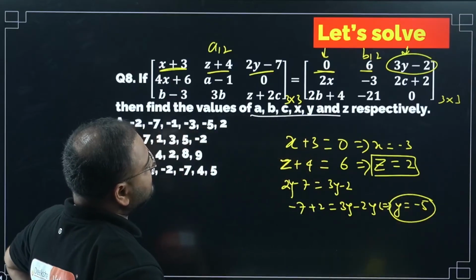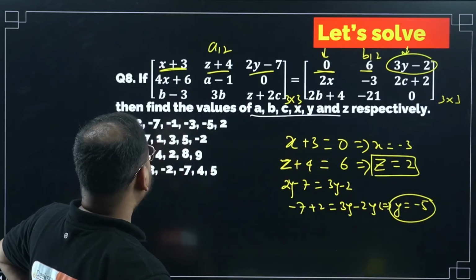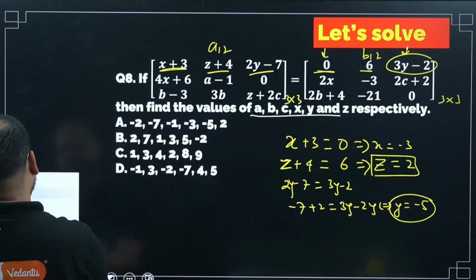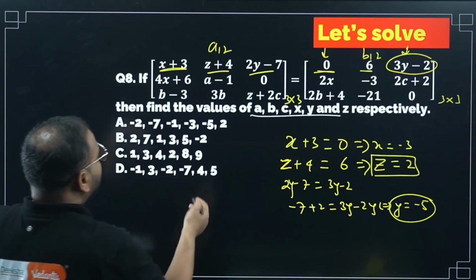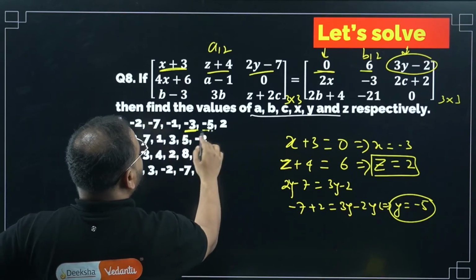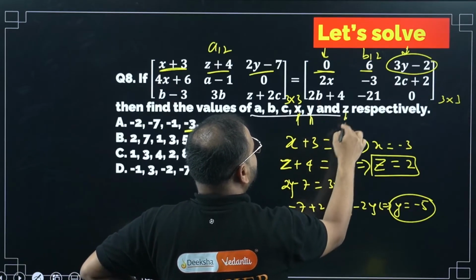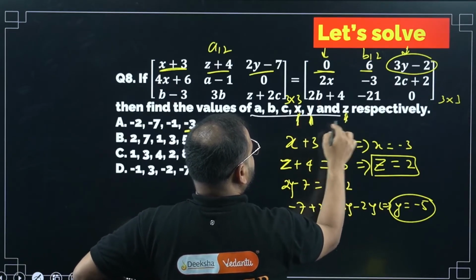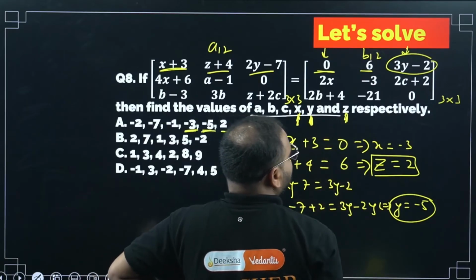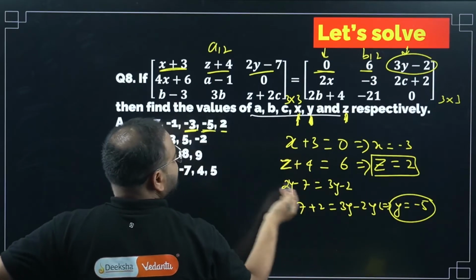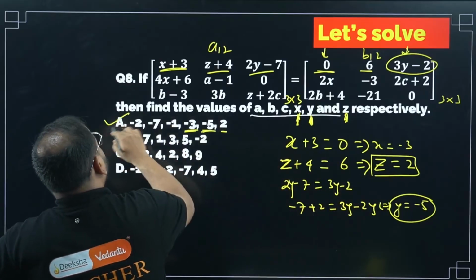So x is minus 3, y is minus 5, z is 2. I can see only one option is there. If you want, you can solve all these things, but I can see x is minus 3, y is minus 5, z is 2. Check here the order: x, y, z. It means x is minus 3, so minus 3 comes first. Next is y, minus 5 comes next, and z is 2. Answer is A.